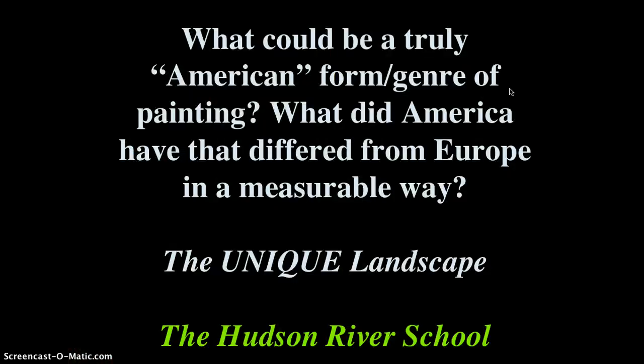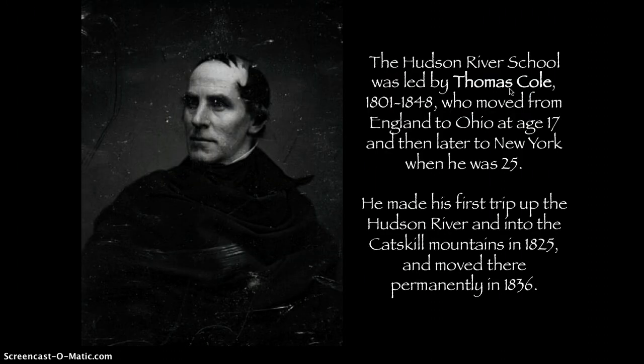So, if we're talking about American culture beyond reading in this time period, art is very much central to many people's minds. And so the question is, what could truly be an American form or genre of painting? What did America have that was different from Europe in some measurable way? And what we really did have that was different was a very unique landscape. And so a school of painting developed in New York, not a physical school as in a group of painters working around the same ideas and topics, called the Hudson River School.